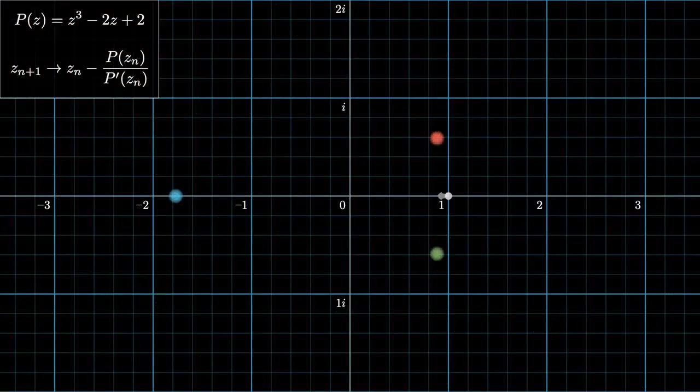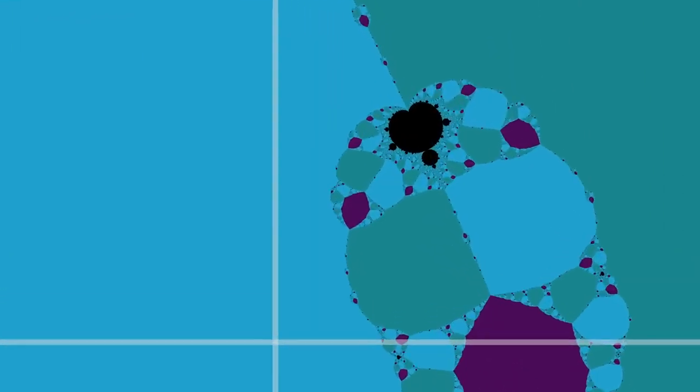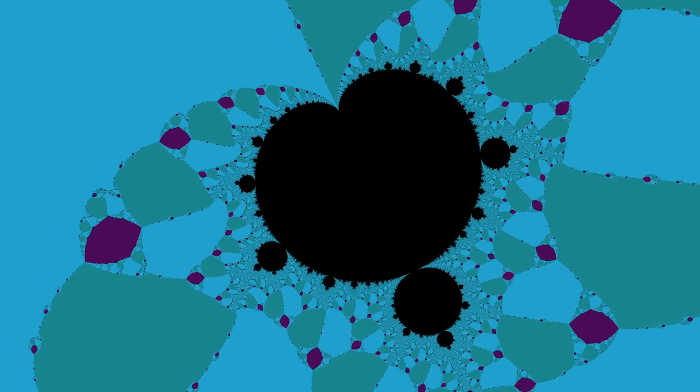For example, if you were to ask about whether this process we've been talking about today ever gets trapped in a cycle, it leads you to a surprising connection with the Mandelbrot set, and we'll talk a bit about that in the next part.